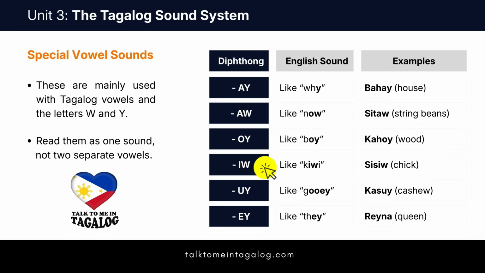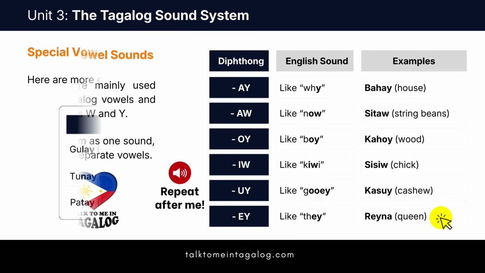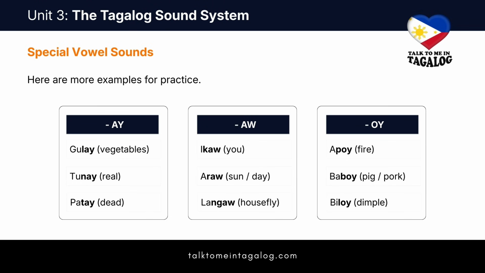Ew, like kiwi. Example, sisiw, sisiw, meaning chick. Uy, like gooey. Example, kasoy, kasoy, cashew. And the last sound is ey, like the word they. Reina, reina, queen. Here are some more words with special vowel sounds.